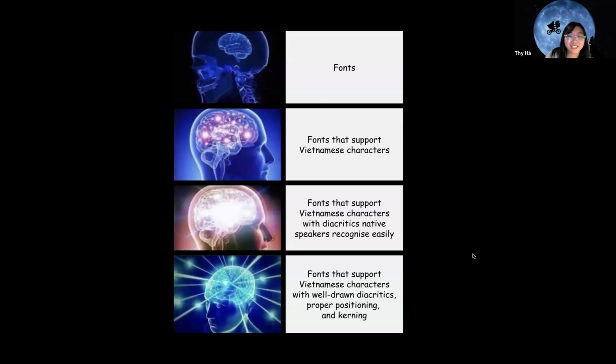And I promise this is the last one. For me, a font that supports Vietnamese characters is good, but if it has diacritics that a native speaker like me can recognize easily, it's even better. And if it's a really good one with proper positioning or kerning, that will be the best. So please, if you can, try to add Vietnamese diacritics, we'll be very happy about it. I would say the more Vietnamese fonts, the better.